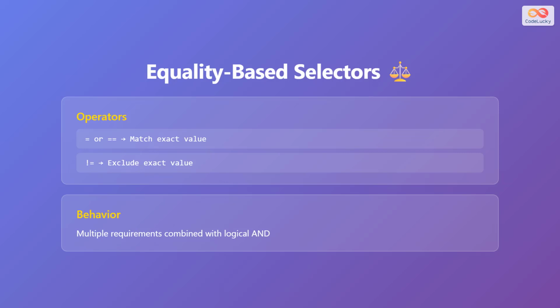Let's dive deeper into equality-based selectors. There are two main operators you can use. The equals or double equals operator matches exact values, while the not equals operator excludes exact values. An important thing to remember is that when you specify multiple requirements, they're combined with a logical AND operation. This means all conditions must be satisfied for a resource to be selected. For example, if you specify environment equals production and tier equals frontend, both conditions must be true.